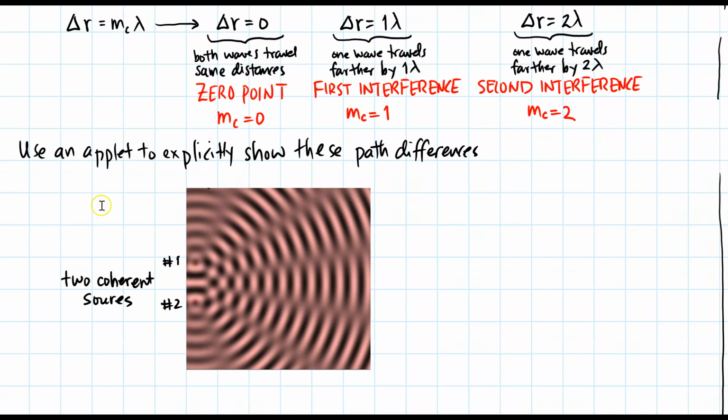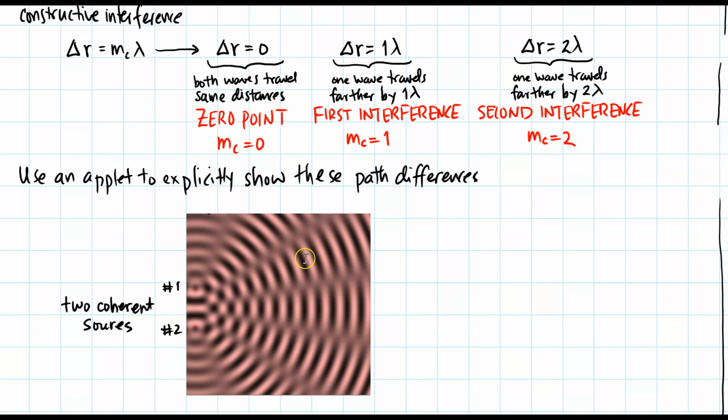We now use an applet to explicitly show these path differences that I just explained. So here's an image of the applet. I have two coherent sources. That little red dot and that little red dot are sources 1 and 2. If you look at the image here, these are regions of constructive interference. These blurred out regions are destructive interference. Once again, the regions where you see well-defined waves are constructive. The regions where you see blurred out regions are destructive.